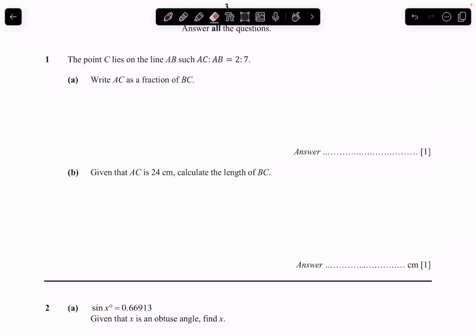Okay, question 1. The point C lies on the line AB such that AC is to AB equals 2 is to 7. Write AC as a fraction of BC. Okay, so we have A, B. C lies on AB such that AC is 2 units, AB is 7 units. So CB is 5 units. Write AC as a fraction of BC.